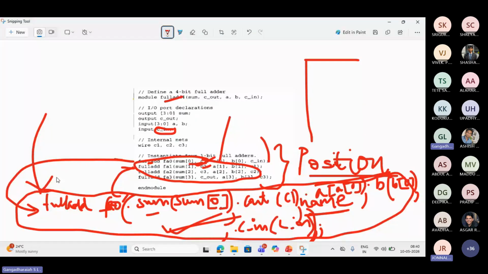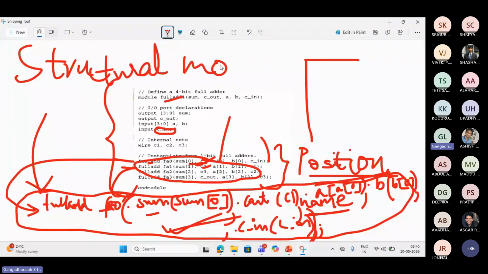Yes, sir. Now, this type of code, what do we call it, like behavioral or gate or something? Okay, one minute. This kind of modeling is called, a good doubt, structural modeling. Structural modeling.